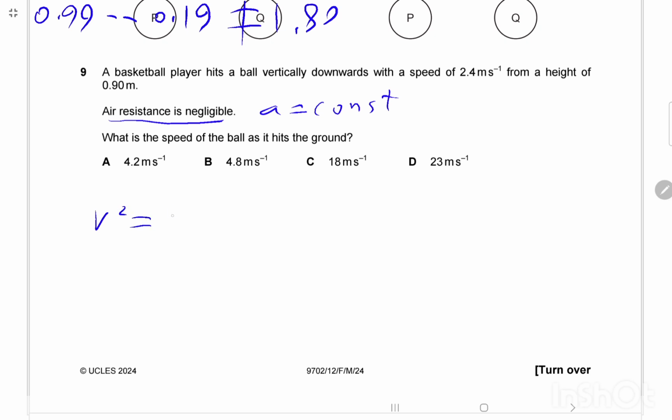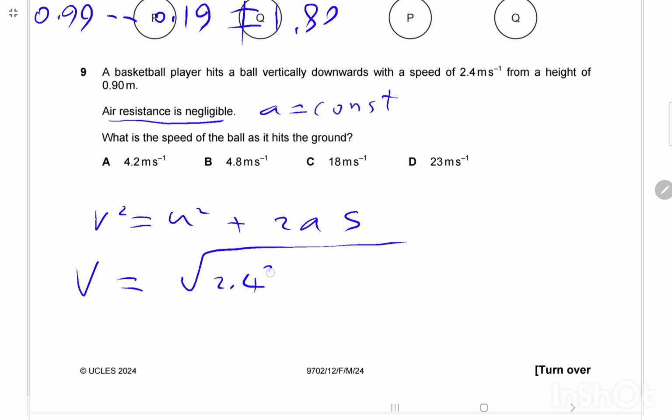So v squared is equal to u squared plus 2as. So v is equal to the square root of u squared, which is given in the question as 2.4 squared, plus 2 times 9.81, that's the gravitational acceleration, times the distance or displacement moved, which gives 0.90. Option B is the correct answer.